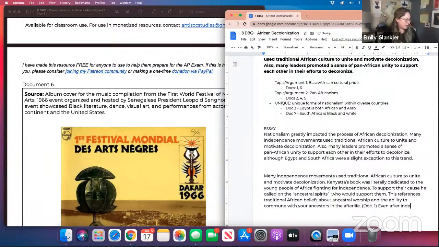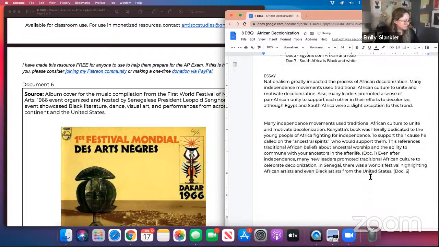Even after independence, many new leaders promoted traditional African culture to celebrate decolonization. In Senegal, there was a World's Festival highlighting African artists and even Black artists from the United States. Document 6. Okay. Boom. Now, let's pause here.